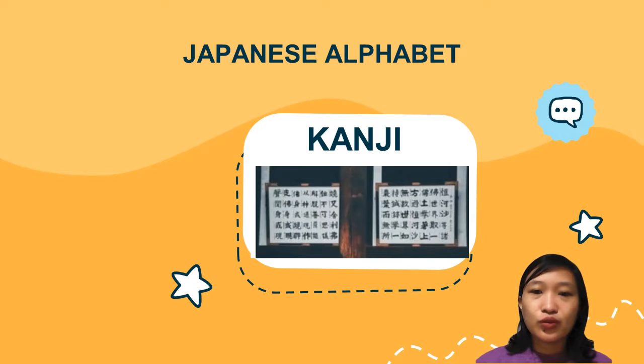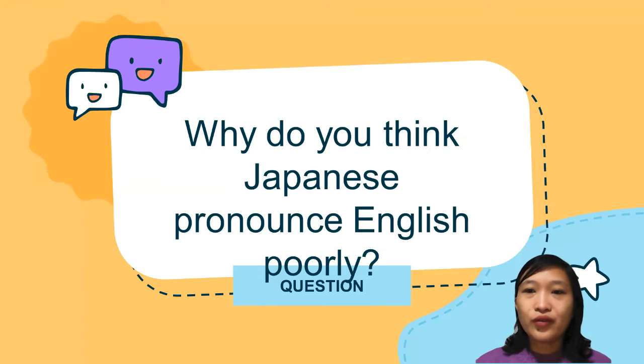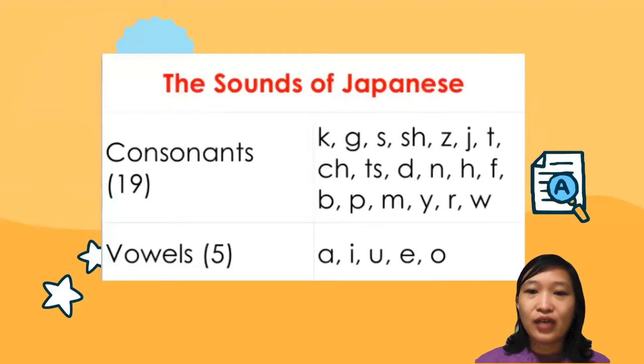We go now to the phonological analysis of the Japanese language. So why do you think Japanese people pronounce English poorly? To answer that question, Japanese has fewer sounds than English. In the Japanese language, they have 5 vowel sounds and 19 consonant sounds.